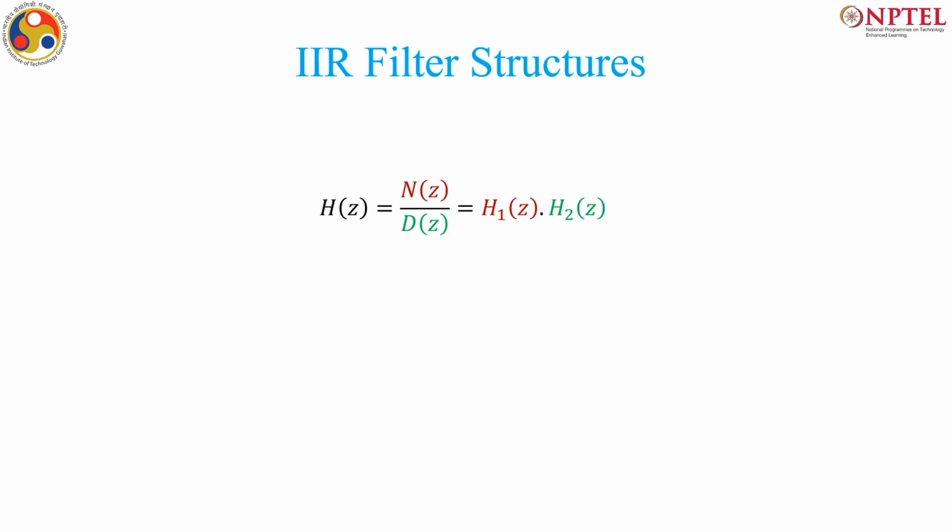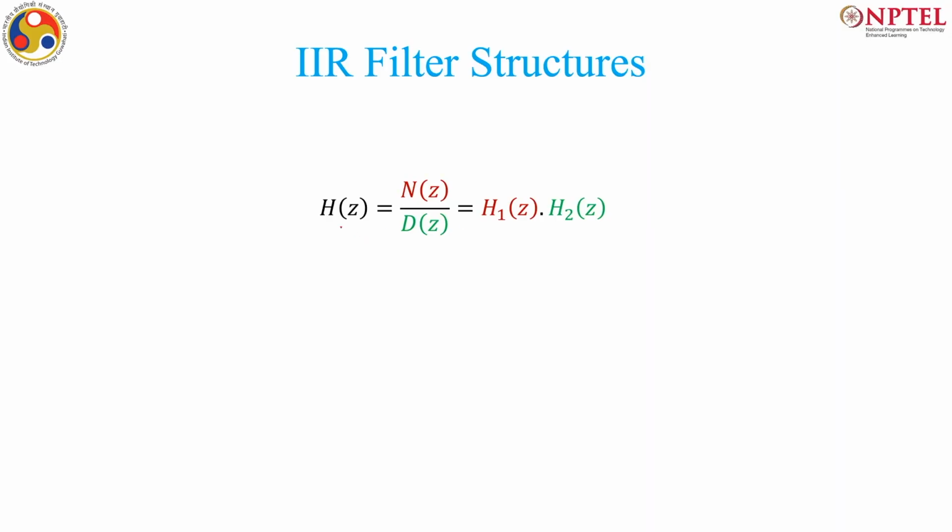So, we have already seen that an FIR filter in the Z domain is nothing but a polynomial in Z inverse. What about the IIR filter? An IIR filter can be represented as a ratio of two polynomials in Z inverse. The first is N(Z), the numerator part, and the second is D(Z), the denominator part.